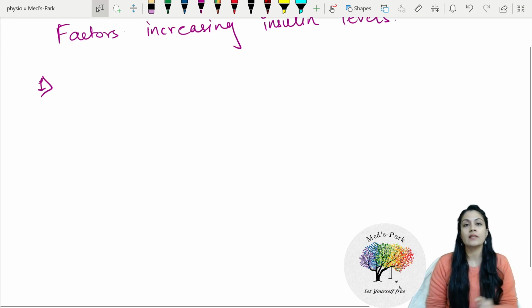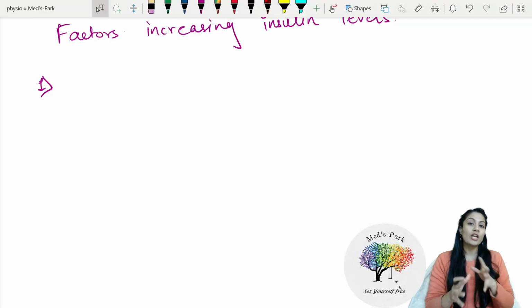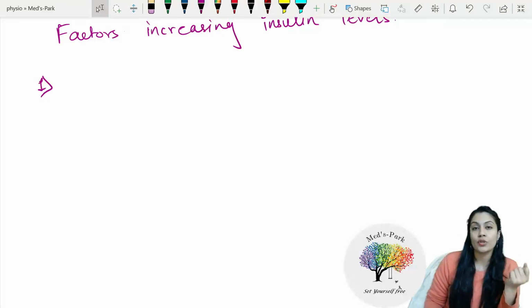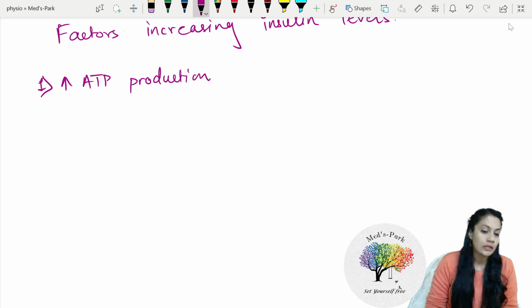Now the first factor is ATP production. If it is increased, what is going to happen? If more ATP is produced, the potassium channel will be closed for a longer time, and more and more potassium will be accumulated inside the cell, will cause more and more depolarization, more and more opening of voltage gated calcium channels, and more and more exocytosis of the insulin. So definitely whatever products are increasing the ATP production are going to increase the insulin release.